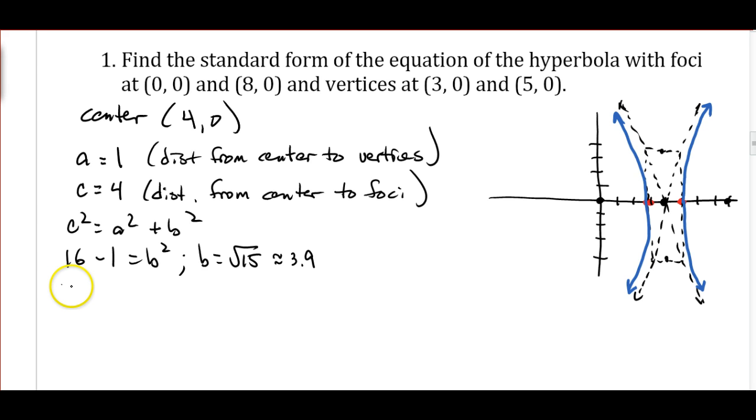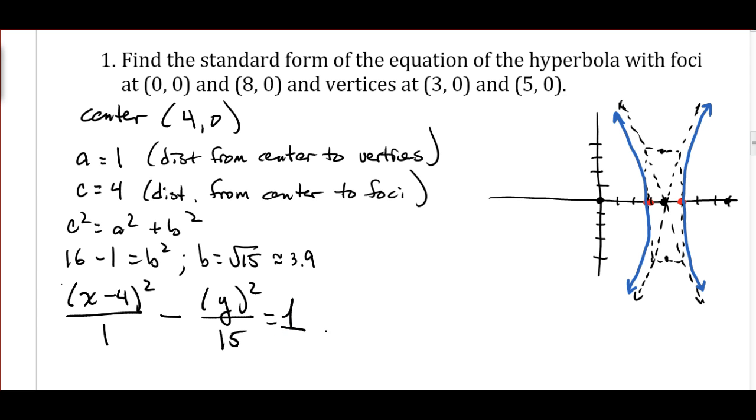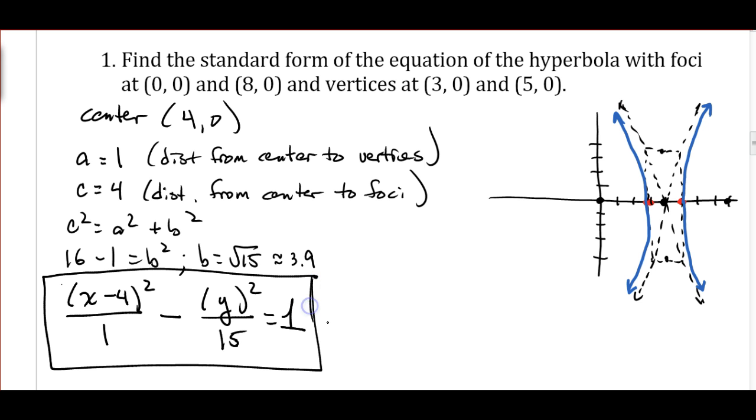So we've got x minus 4 squared over a squared. So a was 1, so that's 1, minus, and then y minus 0, so that's just y squared over b squared. So b squared is going to be 15, is equal to 1. So there's the standard form, and that's all we need.